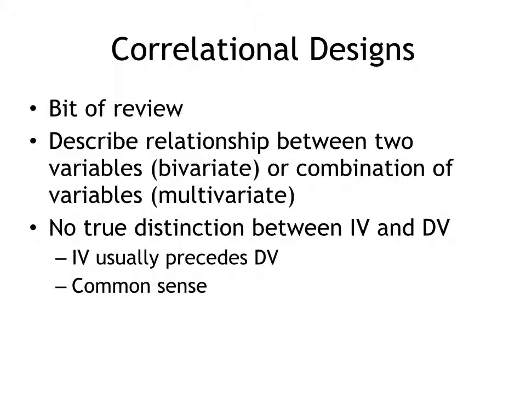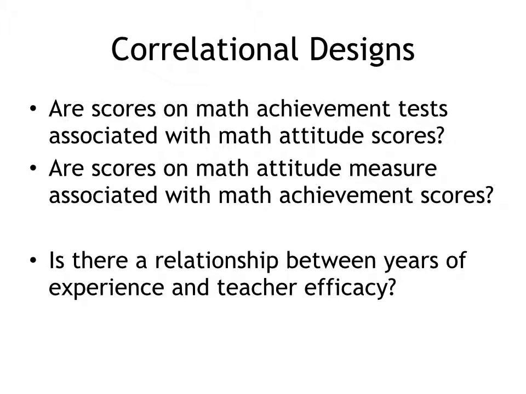In a correlational design, you will see a label of an independent variable and a dependent variable, but there's really no true distinction between which one's the independent and which one's the dependent. Usually, the independent precedes the dependent in time, or sometimes it's just common sense that the relationship would go that way. So here's some examples of some questions, and the first two I want you to look at really carefully.